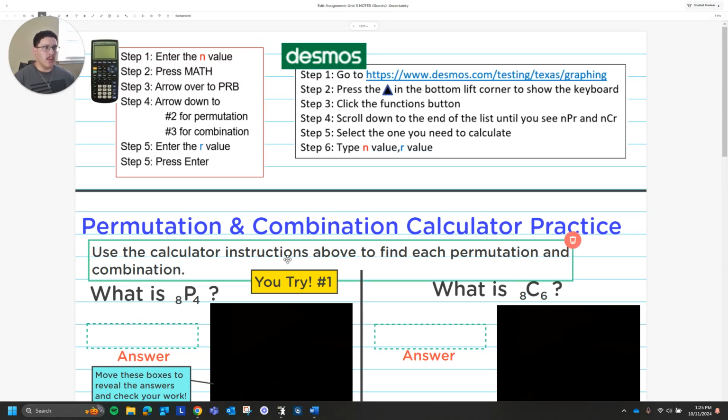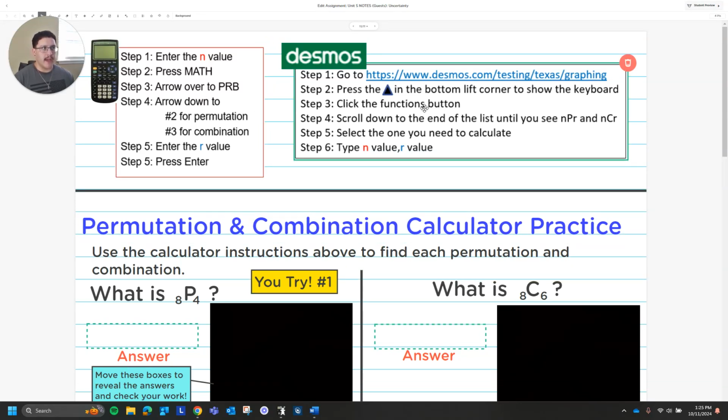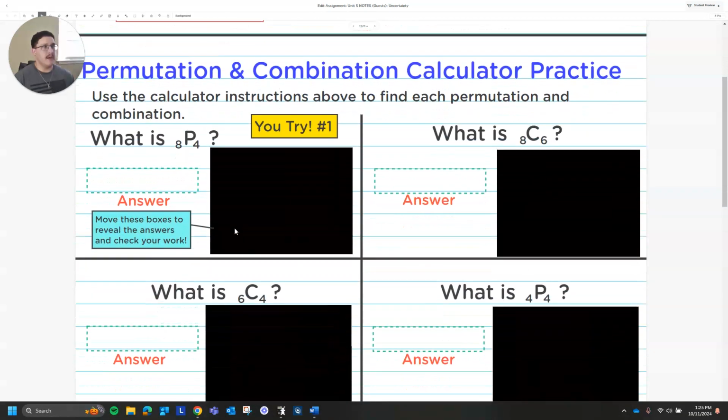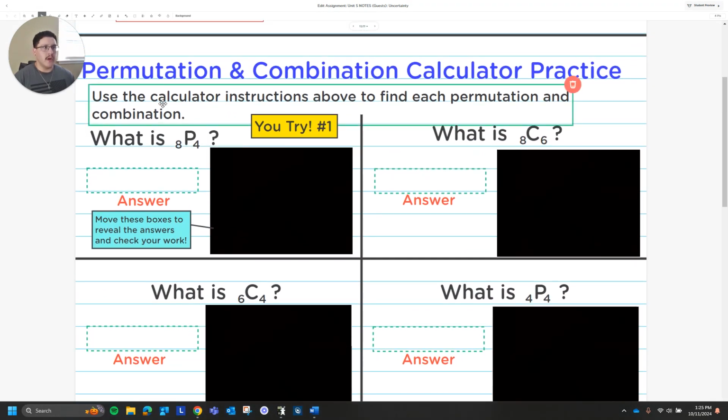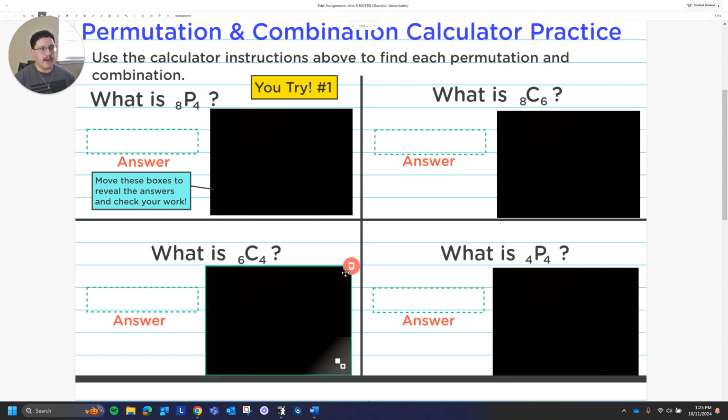So you try number 1, and I have the steps up here for either calculator right above it. I want y'all to use the calculator instructions above to find each permutation and combination. Type this into whichever calculator. What is 8 permutation 4? What is 8 combination 6? What is 6 combination 4? And what is 4 permutation 4?